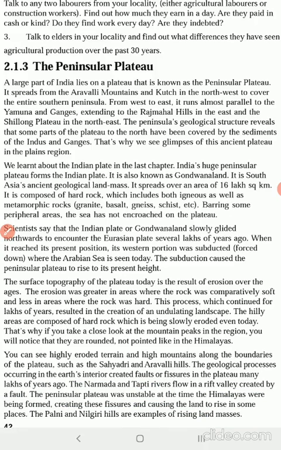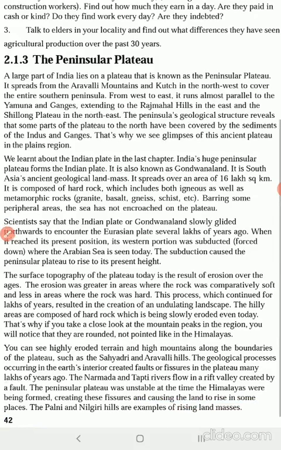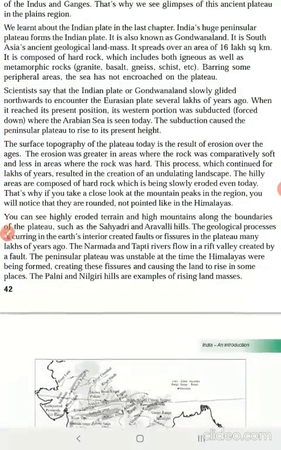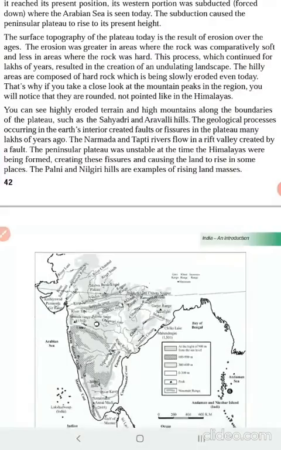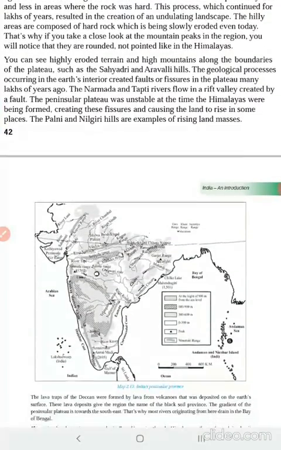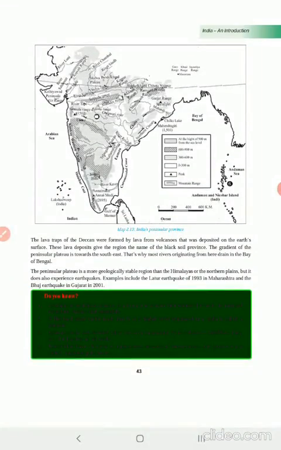This we call a kind of side effect. When we have an operation, we have a side effect. Okay, so that's exactly what is happening on the Earth's surface. Now, the Palani and Nilgiri hills are examples of the rising landmass.